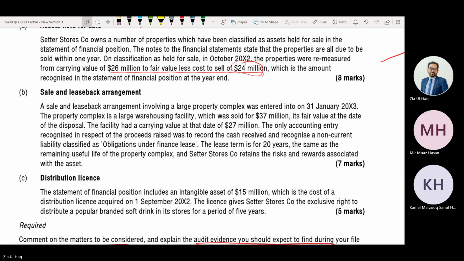For these types of questions, our FR knowledge should be strong. Accounting standard knowledge should be strong. Sale and leaseback and provision also. This is IFRS 16, right? See? Sale and leaseback, IFRS 16.